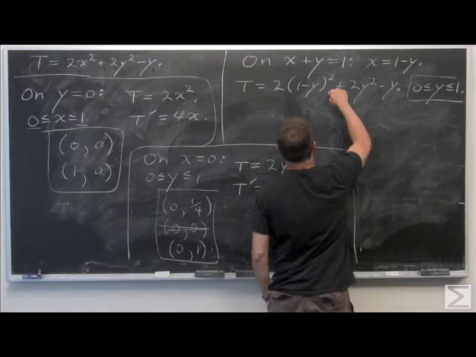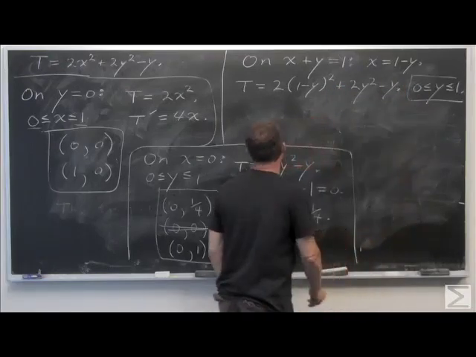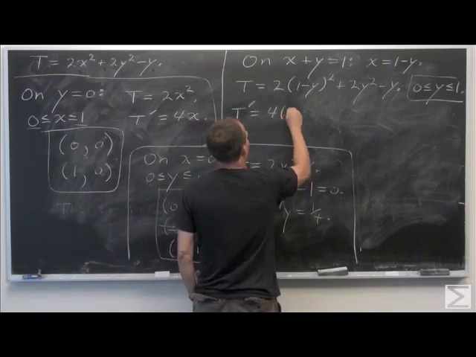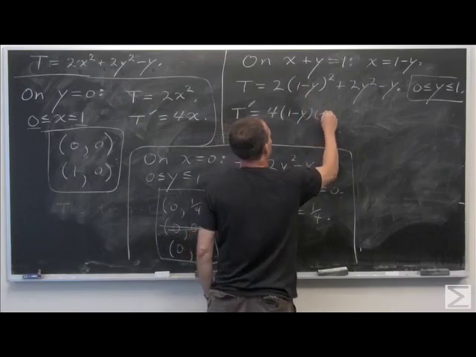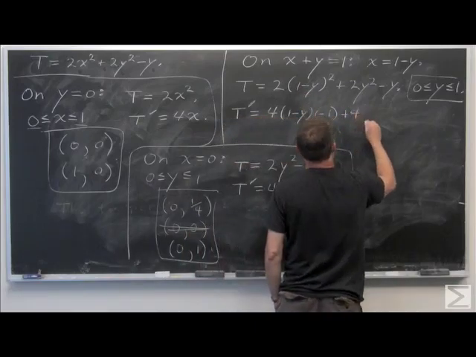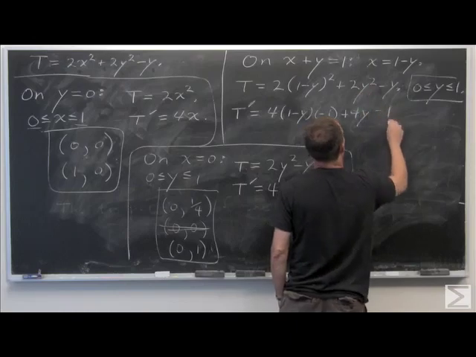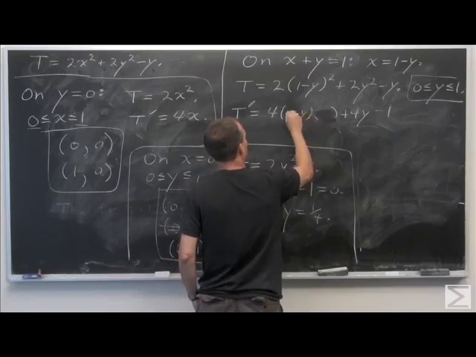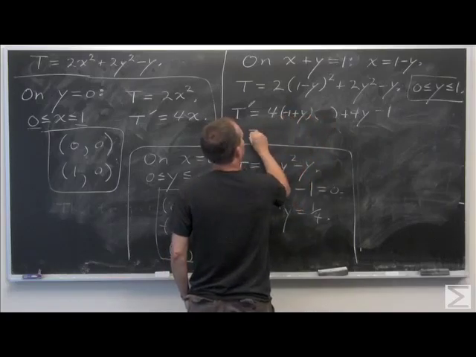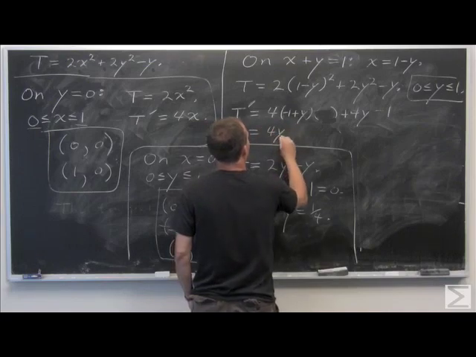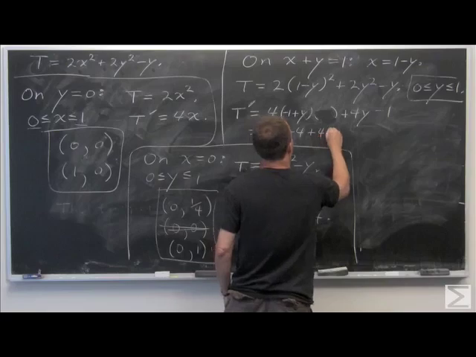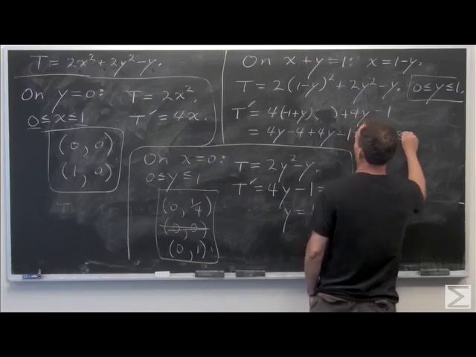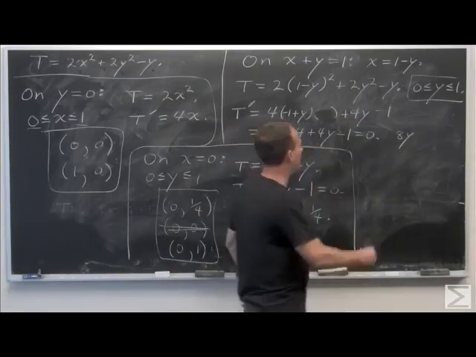But we do need to know if this function has a critical point in the interior of that. So we have to take the derivative one more time. You get 4 times y minus 1, and then by the chain rule, times an extra minus 1, plus 4y minus 1. So I'm going to distribute this minus sign. So we get 4y minus 4 plus 4y minus 1 equals 0. This is 8y minus 5 equals 0.